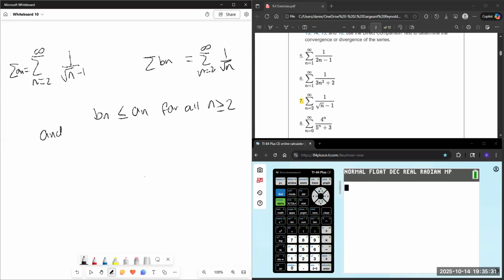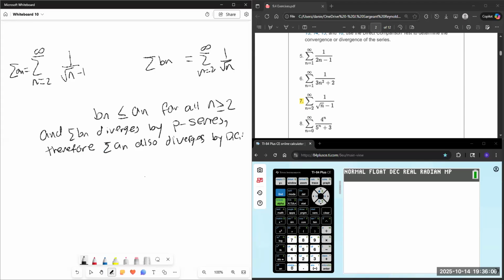And summation of BN diverges by P series. It's going off to infinity. So since AN is bigger, it also has to go off to infinity. Therefore, summation of AN also diverges by the direct comparison test, which I'll abbreviate DCT. So that was number 7.